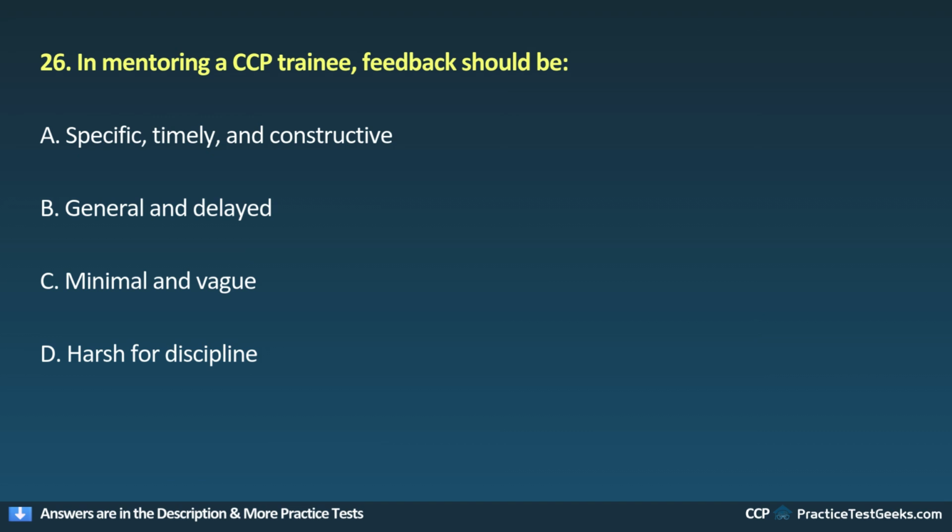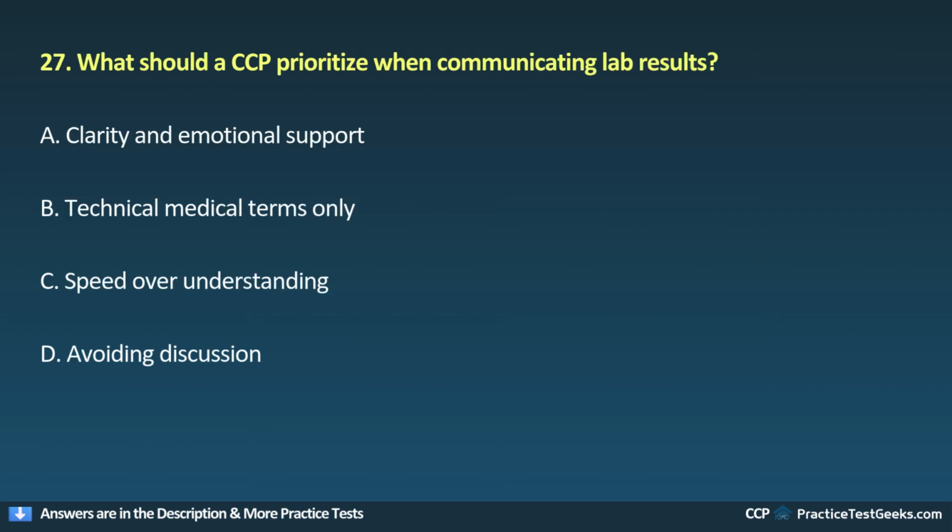26. In mentoring a CCP trainee, feedback should be A. Specific, timely, and constructive. B. General and delayed. C. Minimal and vague. D. Harsh for discipline.